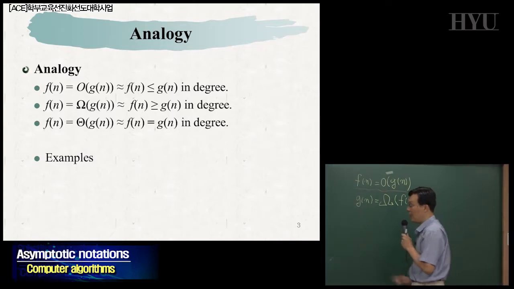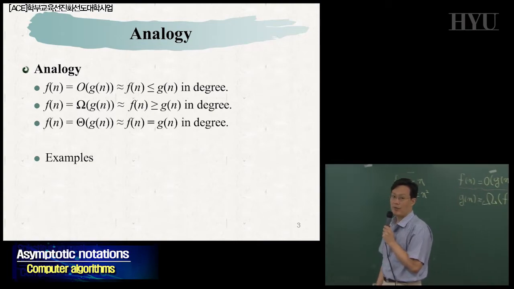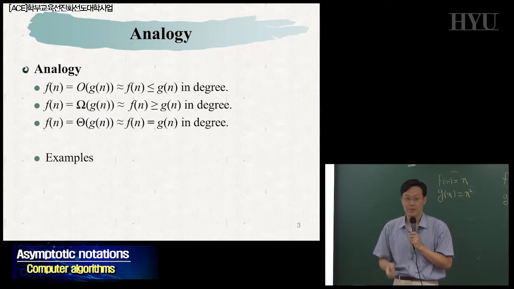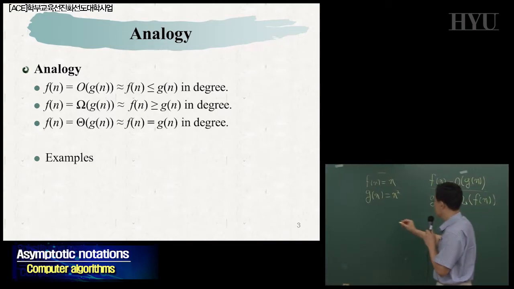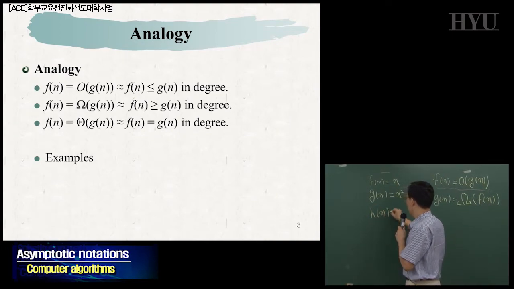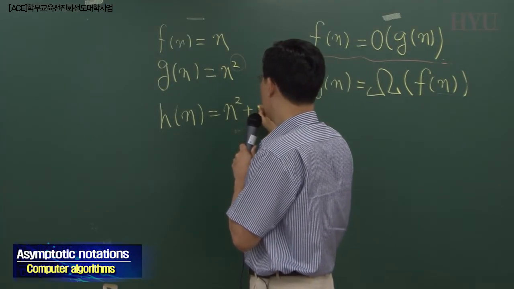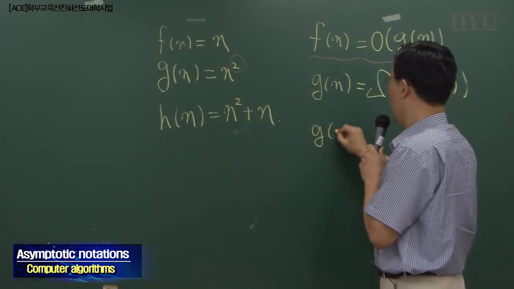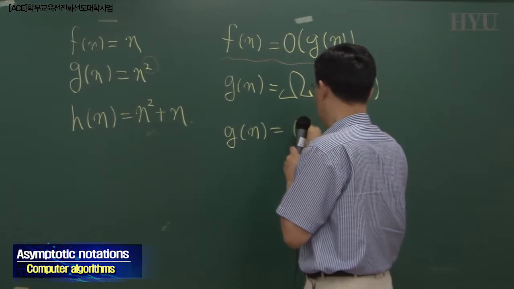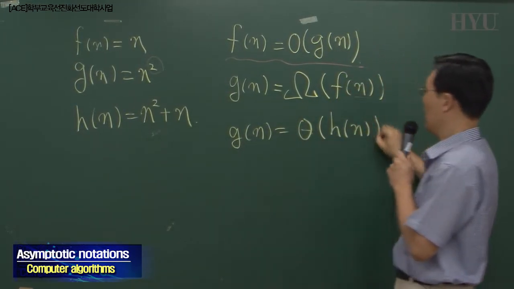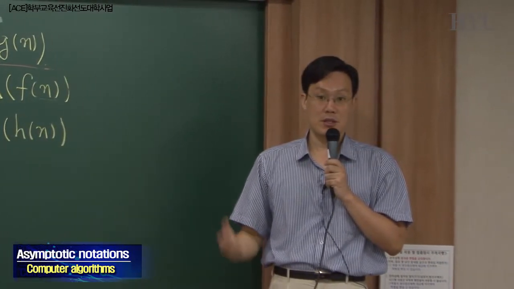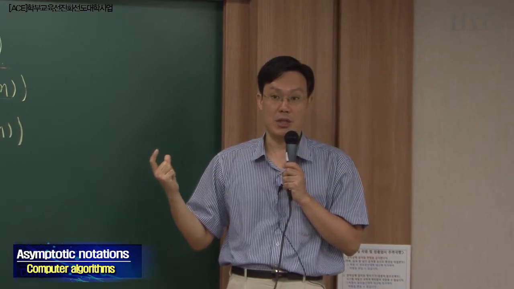Finally, f of n is theta of g of n. In this case, their degrees are the same. Let's say h of n is n squared plus n. Then g of n is theta of h of n, since their degrees are the same.